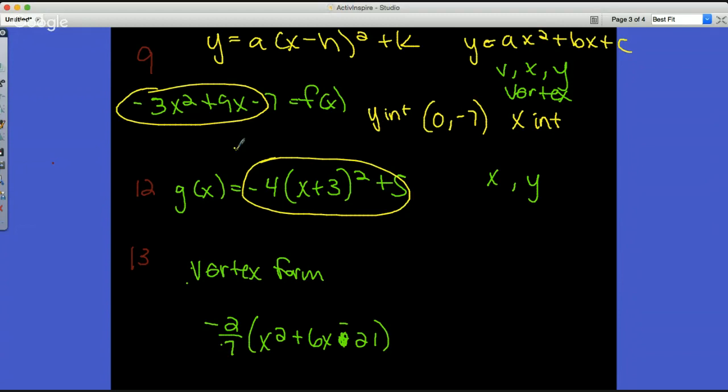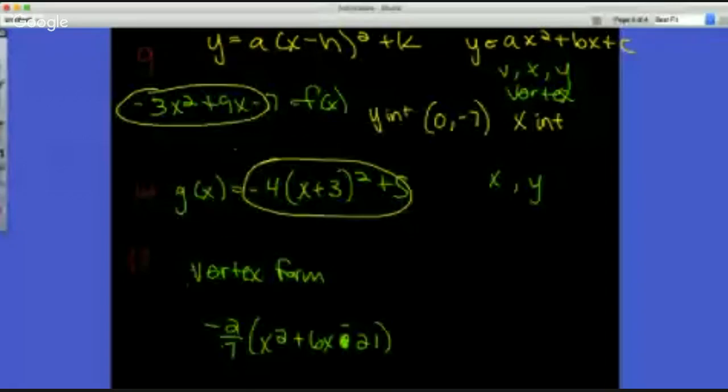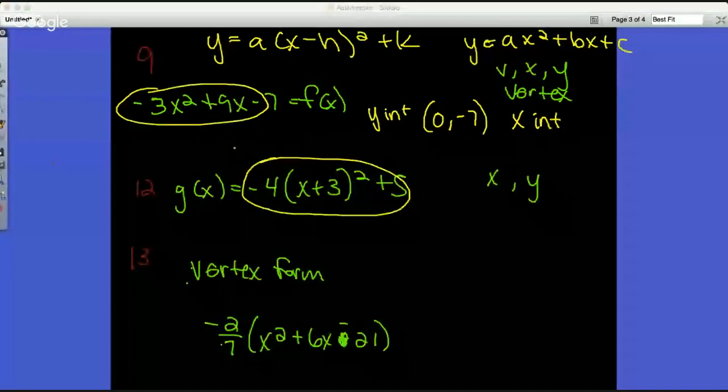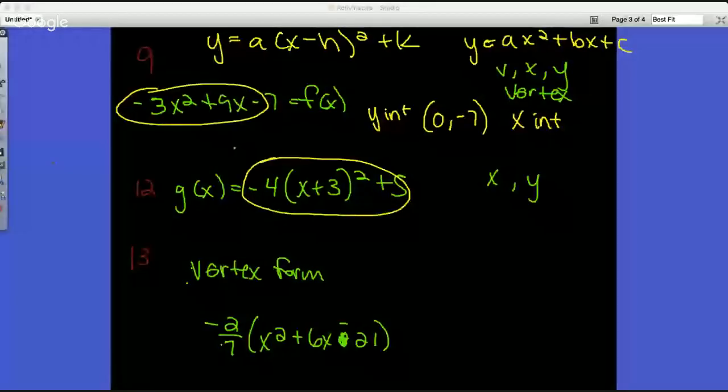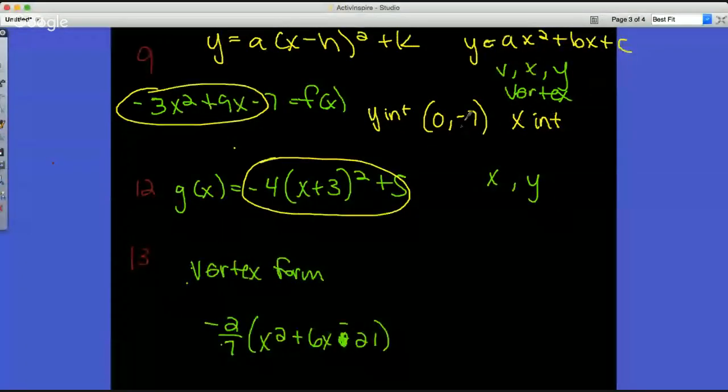Now let me look at this one more time here. 9. Well, there's no x-intercepts. And if I look at it here, there are no x-intercepts. So you would be good to go right there. That's what threw me off.